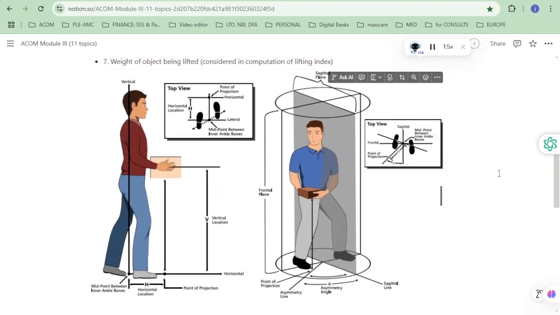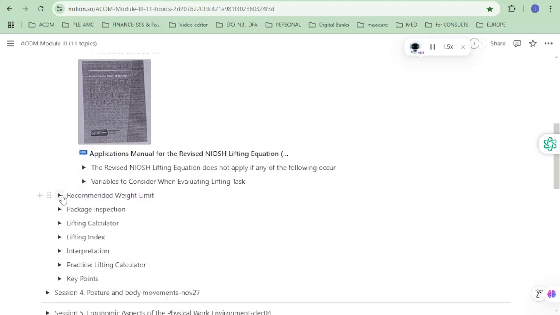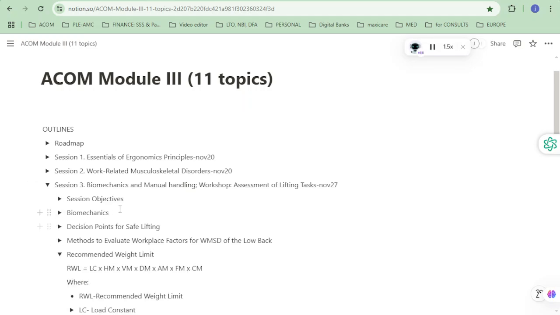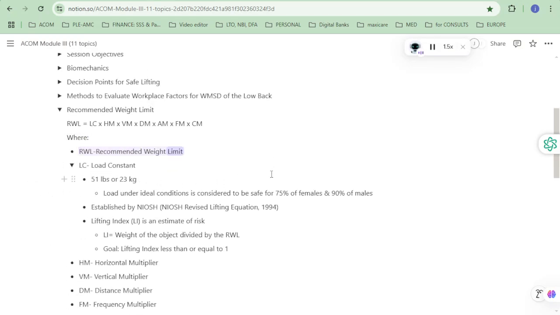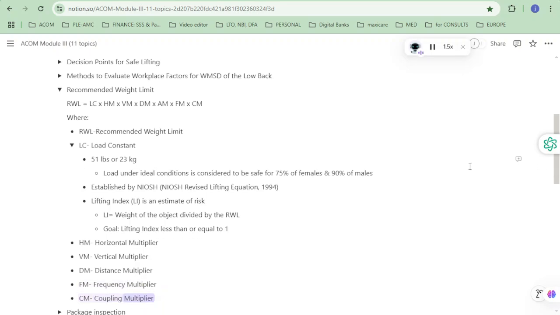Recommended weight limit. RWL equals LC x HM x VM x DM x AM x FM x CM, where RWL is the recommended weight limit, LC is the load constant, HM is the horizontal multiplier, VM is the vertical multiplier, DM is the distance multiplier, FM is the frequency multiplier, and CM is the coupling multiplier.